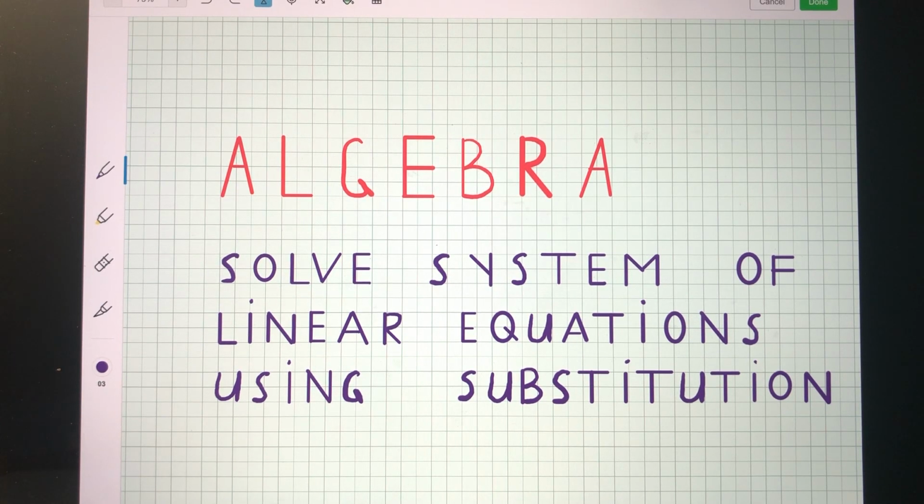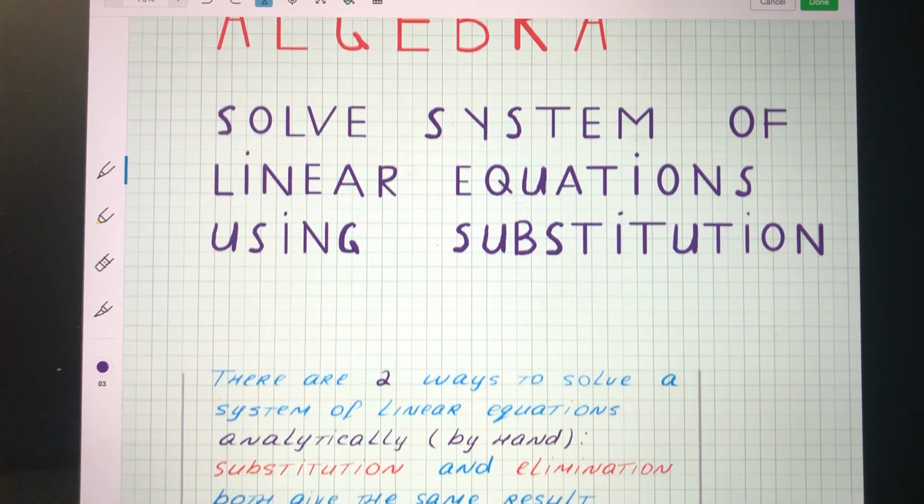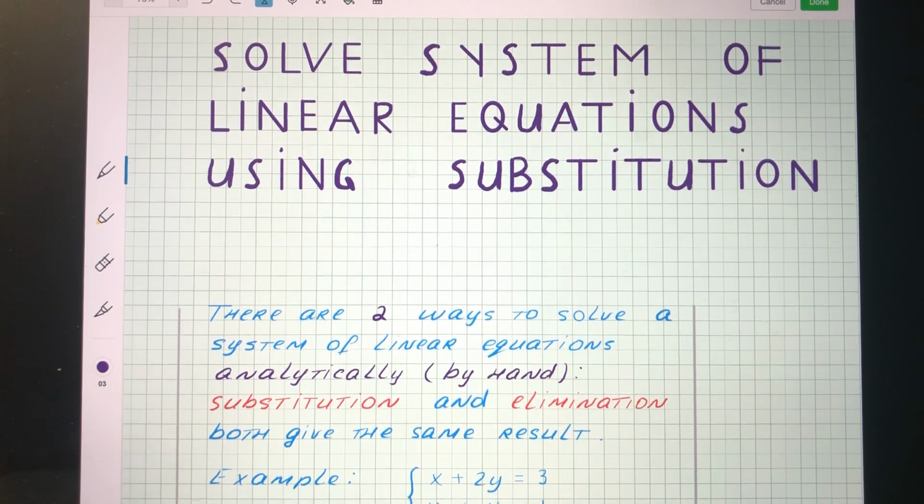Hello and welcome. In this video, let us look at how to solve a system of linear equations using the substitution method. There are two methods for solving a system of linear equations by hand. They are substitution and elimination. Both give exactly the same answer.